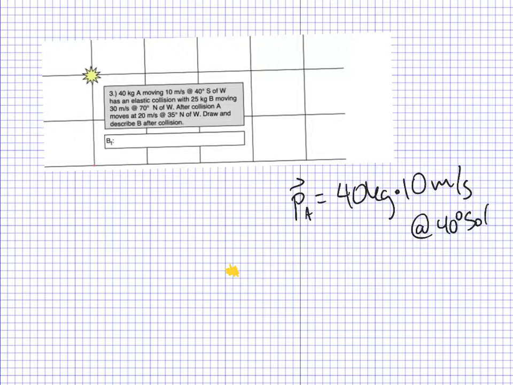We start this problem by calculating the momentum of A. What is the momentum of A? Well, it's 40 kilograms times 10 meters per second, and its direction is 40 degrees south of west. So, multiplying those two together, we get 400 kilogram meters per second at 40 degrees south of west.